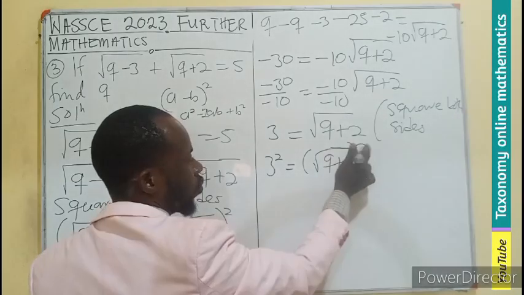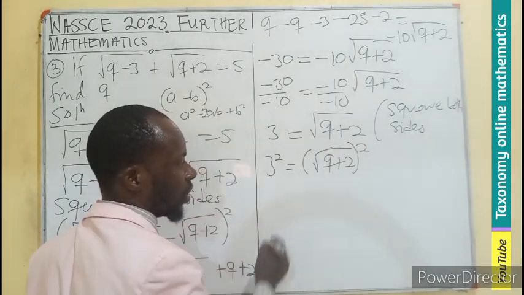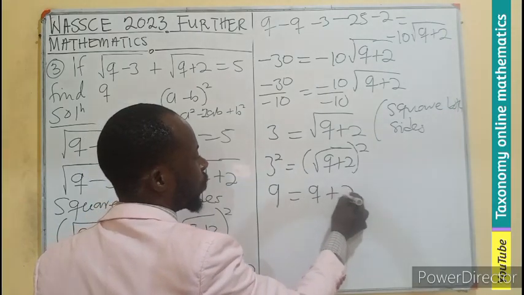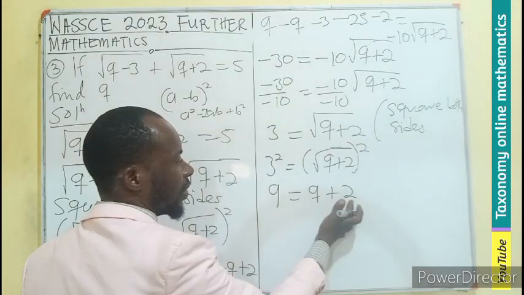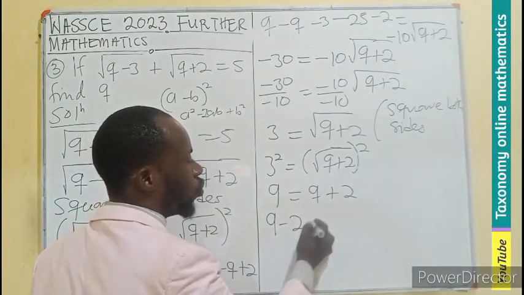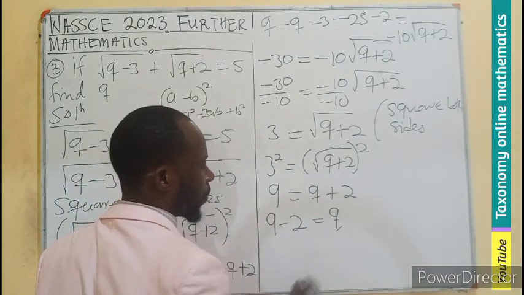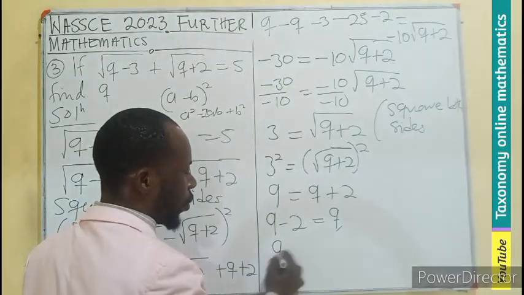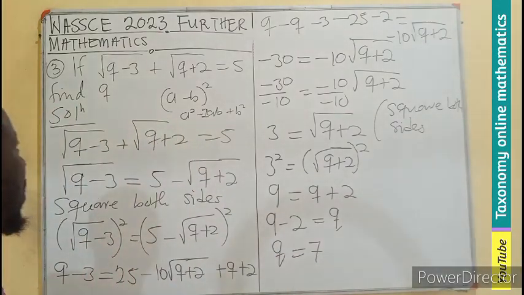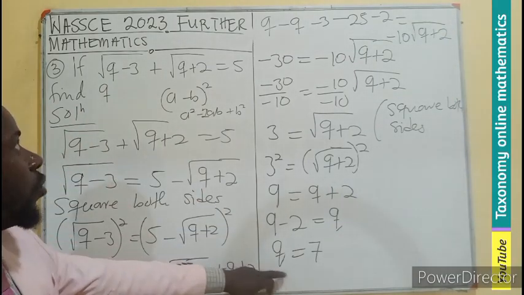Don't forget, all of them are squared, so the square can cancel the square root, leaving 9 equals q plus 2. This will be subtracted from both sides to give us 9 minus 2 equals q. So this means that q will be equal to 7. Meaning the value of q in this expression is going to be 7.